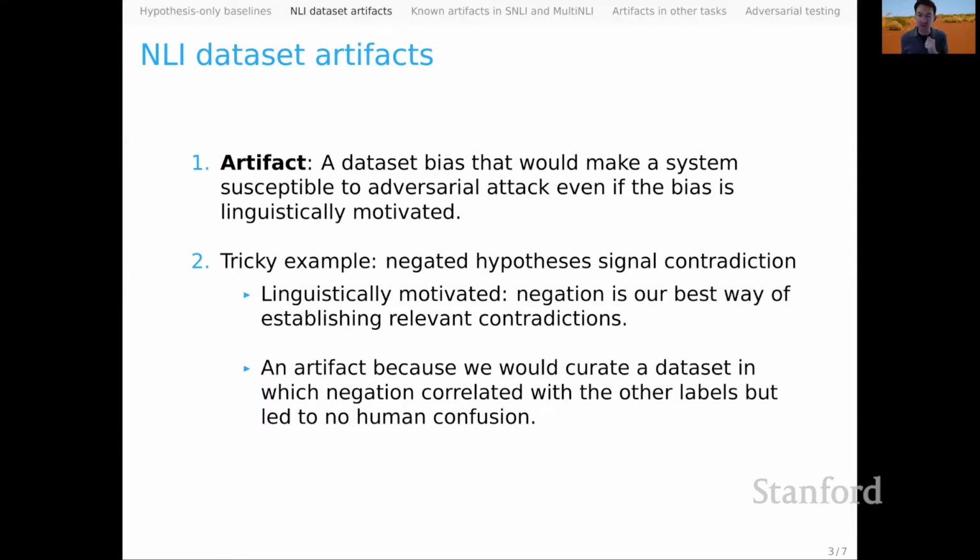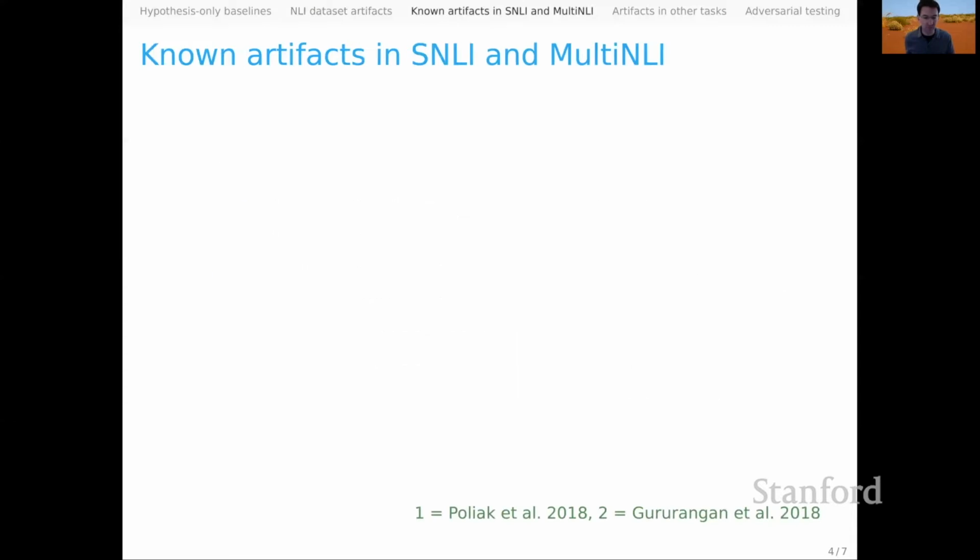However, here's the reason that this is an artifact. We could easily curate a data set in which negation correlated with the other labels, but nonetheless, this led to no human confusion, because humans are not really operating at this general level of a data set bias. They're thinking about individual examples and what they mean. But we know that our systems are going to be very sensitive to the distributions of things in their training data. And that's the sense in which we can be adversarial in this way and expose that a system has overfit to a certain kind of regularity.